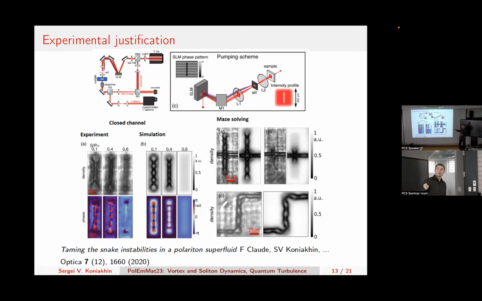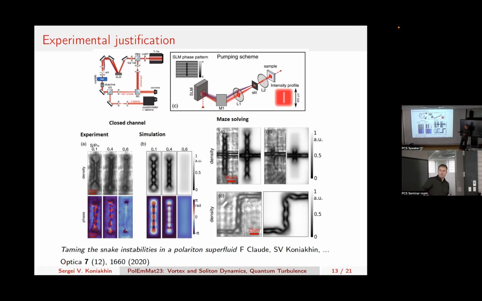They shaped the corridor walls by using a spatial light modulator, precisely using the first order of diffraction, and they observed symmetric patterns, which is in agreement with the phase diagram, where it is said that symmetric patterns are much more favorable to observe than antisymmetric ones. They also observed the solution of a maze, even simpler than on the previous slide.